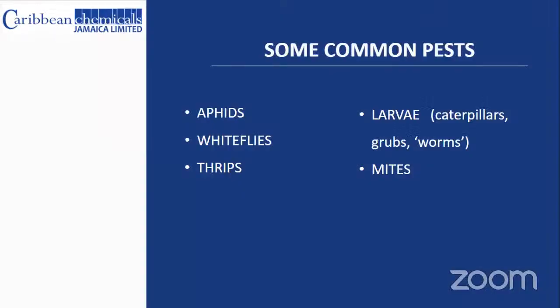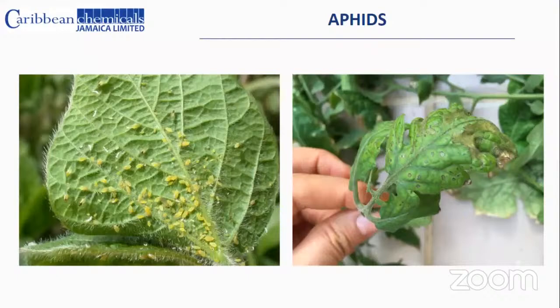Some of the common pests we face, and remember we're focusing on insects and mites, are aphids, whiteflies, thrips, caterpillars, which we often see as larvae, grubs, worms, and mites. And these cover a wide cross-section of crops. So we're speaking about tree crops, fruiting tree crops, leafy vegetables, and fruiting vegetable plants as well. So these pests are found over a wide range of crops. Thus, we consider them to be the most common.